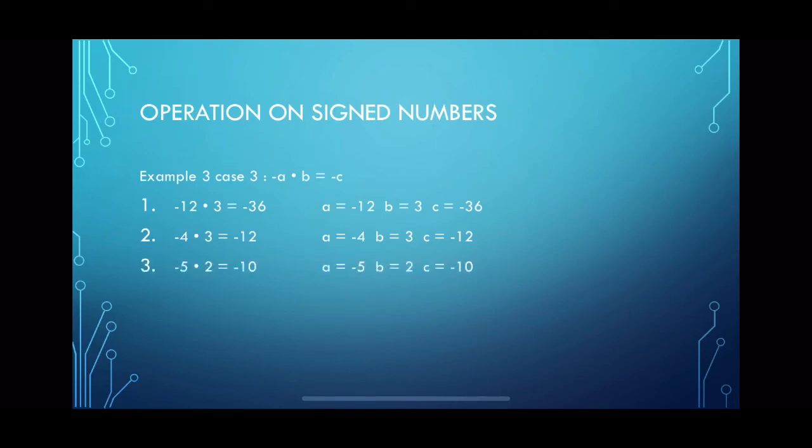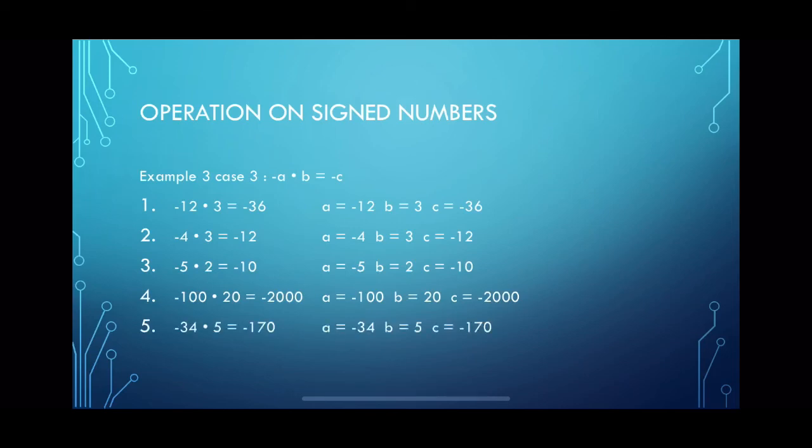For number 3, we have negative 5 multiplied by 2 is equal to negative 10, where A is equal to negative 5, B is equal to 2, and C is equal to negative 10. For number 4, we have negative 100 multiplied by 20 is equal to negative 2,000, where A is equal to negative 100, B is equal to 20, and C is equal to negative 2,000. For number 5, we have negative 34 multiplied by 5 is equal to negative 170, where A is equal to negative 34, B is equal to 5, C is equal to negative 170.